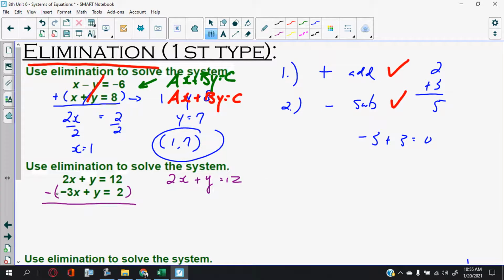So we have negative times negative, that's positive, so that's plus 3x. Negative times a positive, so that's minus y. And then negative 1 times 2. Now I can just combine them.